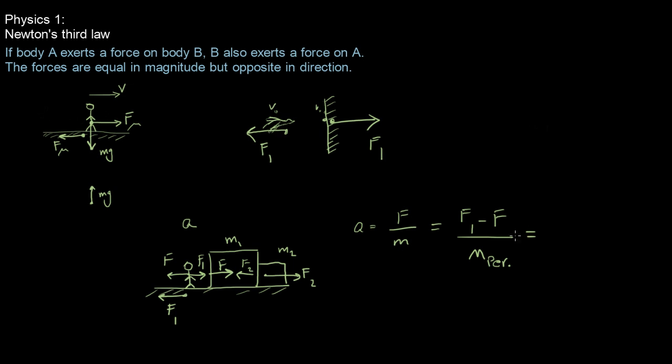So now acceleration, we said acceleration is the same for the box and the person and the other box, and for this larger box acceleration is F minus F2 divided by M1, and the same thing for the second box, F2 divided by M2.